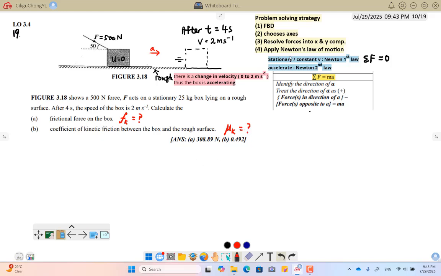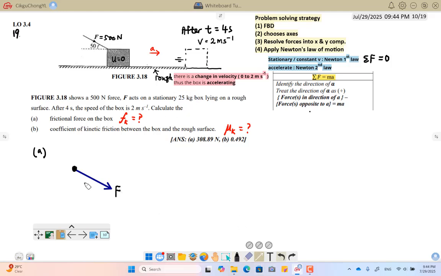So to solve the questions, I'm going to follow the problem solving strategy. First, I need to draw the FBD, free body diagram, in order to identify all the forces that are acting on the box. So let's start with the FBD. For this box, there is the applied force acting on the object. So we redraw the applied force. This is the applied force F.